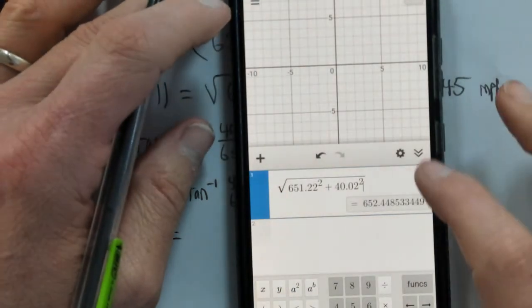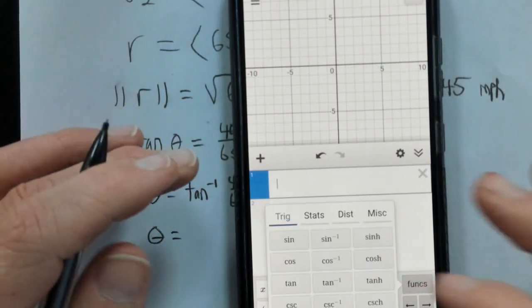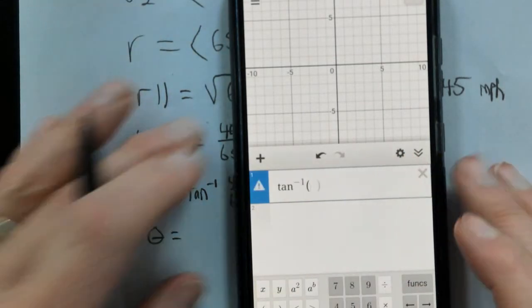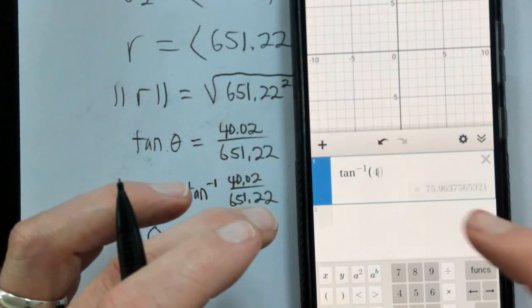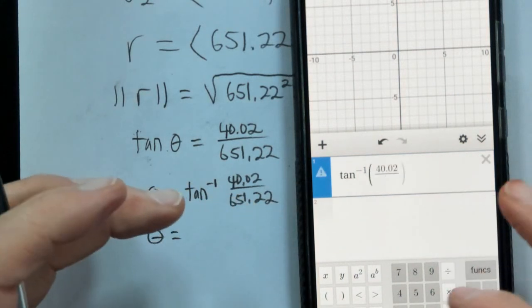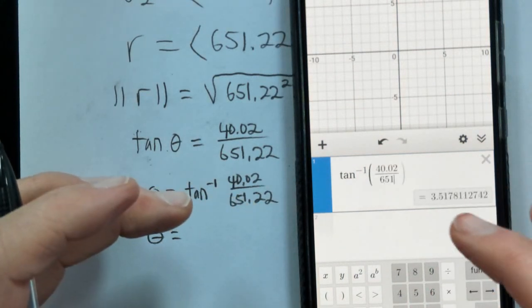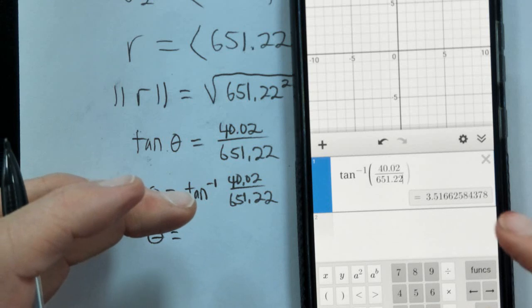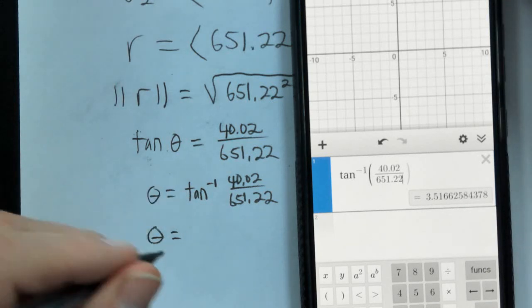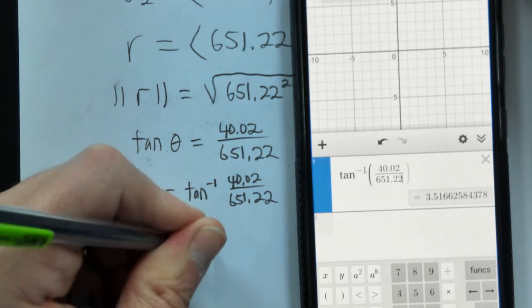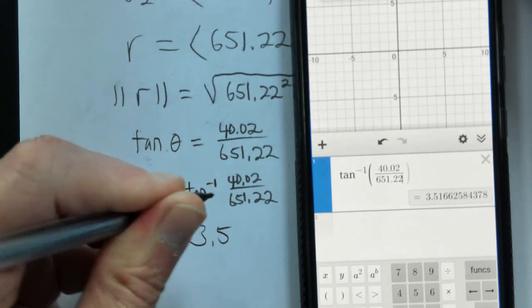And so let's go inverse tangent of 40.02 over 651.22. Okay, so that will give me an angle of 3.52, and that's in degrees. Okay.